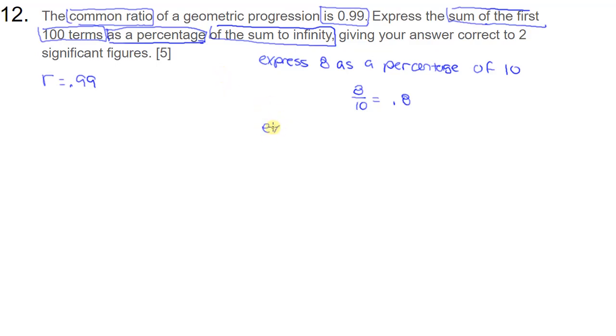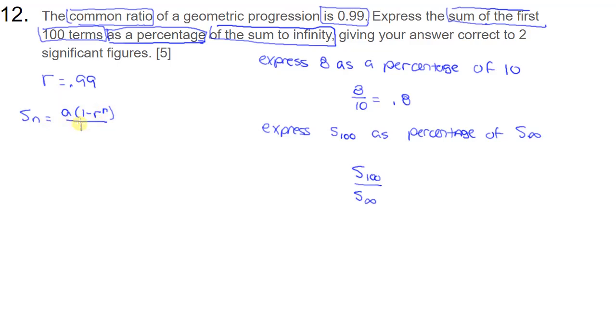So that's basically all they're asking us to do. They're asking us to express the sum of the first terms as a percent of the sum to infinity. So basically what they're asking us to do is take the sum of the first 100 terms and divide by the sum to infinity. So let's first find the sum of the first 100 terms.